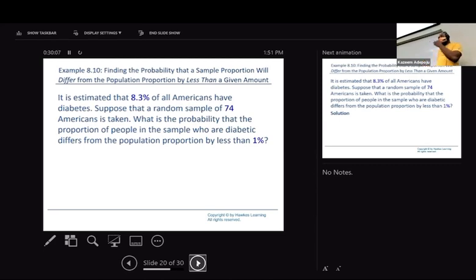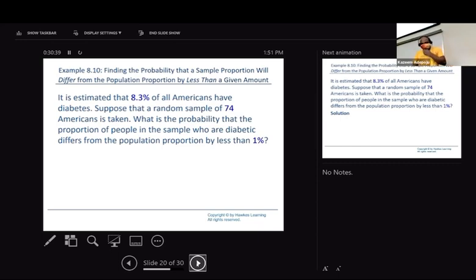Now, this is another example that we want to consider. We want to find the probability that a sample proportion will differ from the population proportion by less than a given amount. You remember on Friday, we found the probability that the sample mean will differ from the population mean by less than a given amount. But right now, the parameter of interest is no longer the mean, but the proportion.